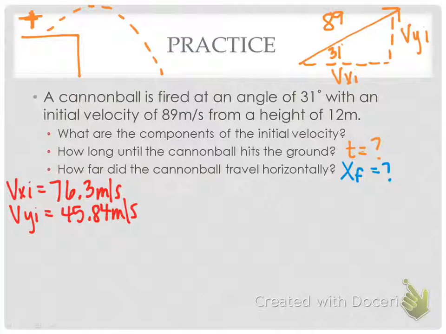Okay, so a way that you can check yourself to make sure you've got sine and cosine going the right way: if your angle's over 45 degrees, your vertical component should be bigger. If your angle's under 45 degrees, your horizontal component should be bigger.